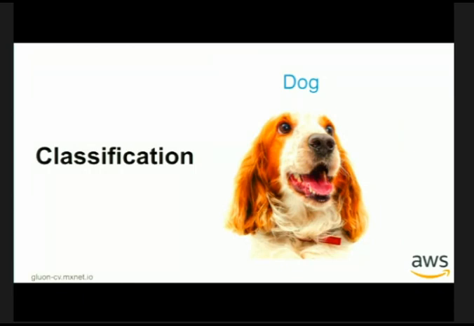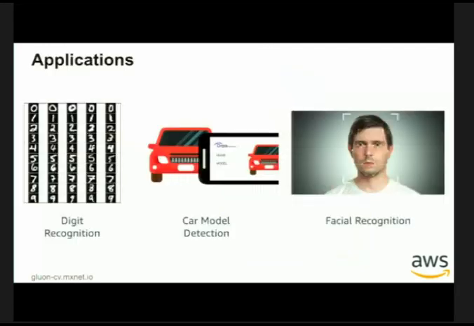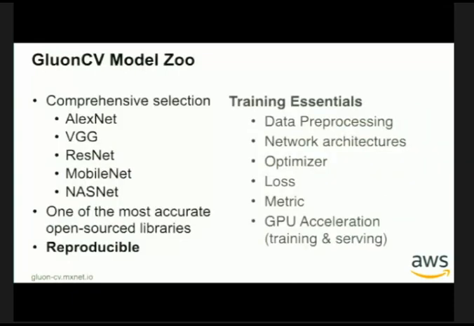Let me show you a simple problem, namely classification. If you show this picture, you want the network to say dog. The simplest case is digit recognition, or what kind of car is it, or face recognition, right? And we have a fairly comprehensive model zoo. We have AlexNet, VGG, ResNet, MobileNet. We've got some network architecture search networks, but that's still work in progress. We've got ShuffleNet, and pretty much anything major, we've probably got it.